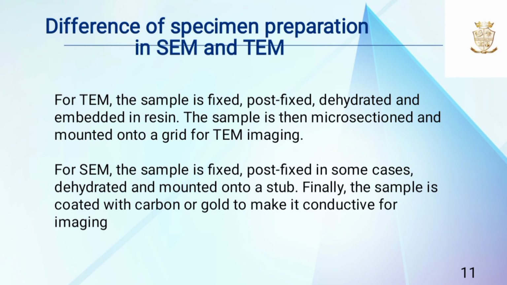The difference of specimen preparation in scanning electron microscopy and transmission electron microscopy. For TEM, the sample is fixed, post-fixed, dehydrated and embedded in resin. The sample is then microsectioned and mounted onto a grid for TEM imaging. In the case of SEM, the sample is fixed, post-fixed in some cases, dehydrated and mounted onto a stub. Finally, the sample is coated with carbon or gold to make it conductive for imaging.